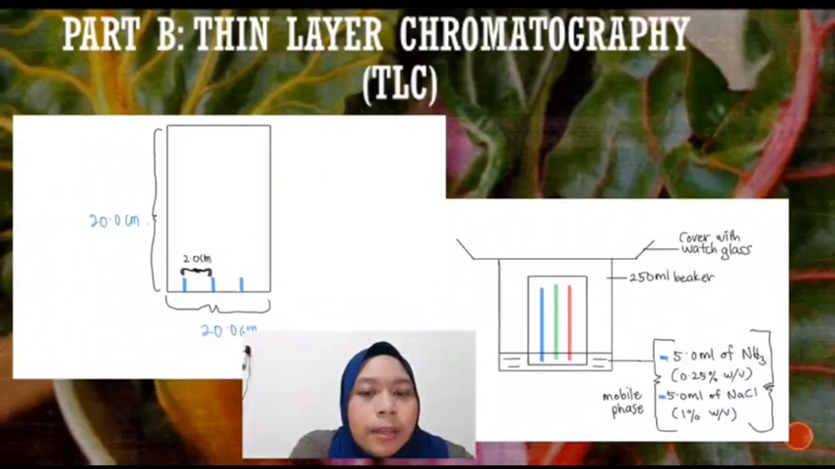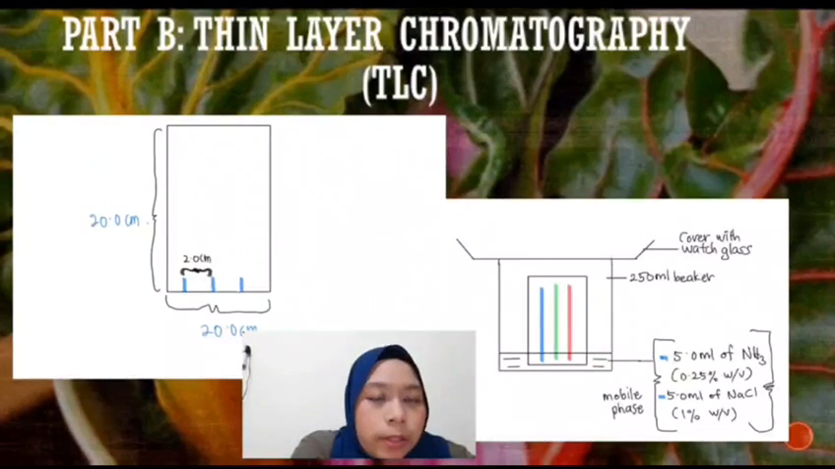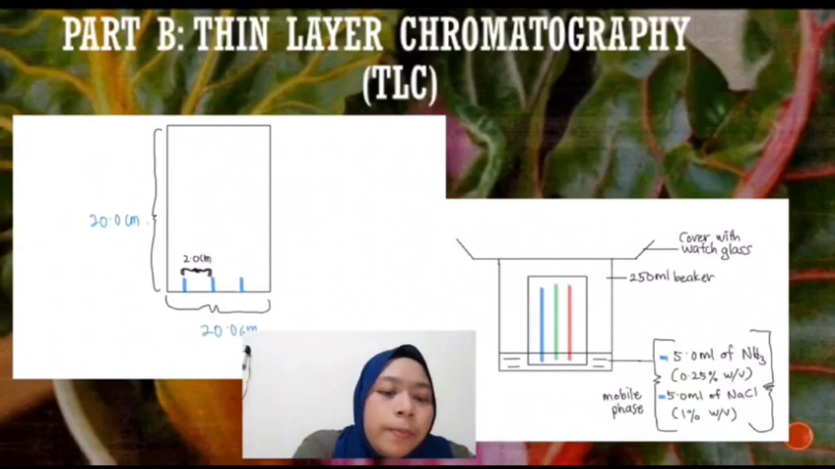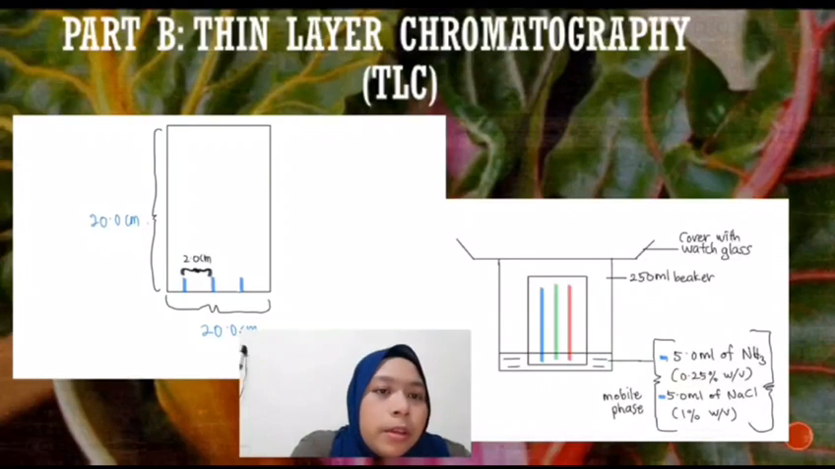Part B is thin layer chromatography, SKA3013. The paper is prepared at 20 cm by 20 cm, and the distance between the mark points is 2 cm. To run this TLC, the first thing to do is ready the paper with the sample put on it, then put the paper into the beaker, which already has 10 ml of mobile phase, and cover it with a watch glass.